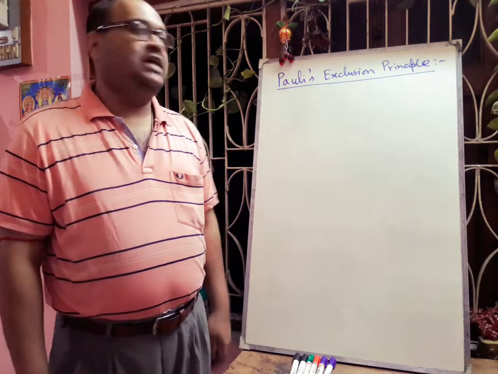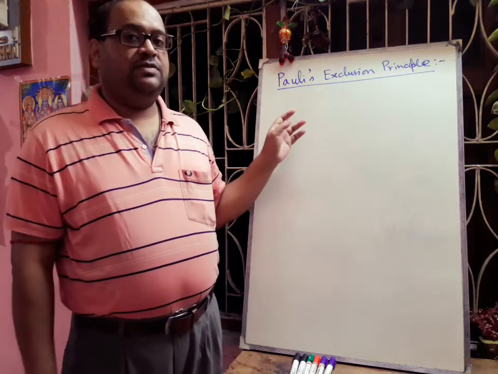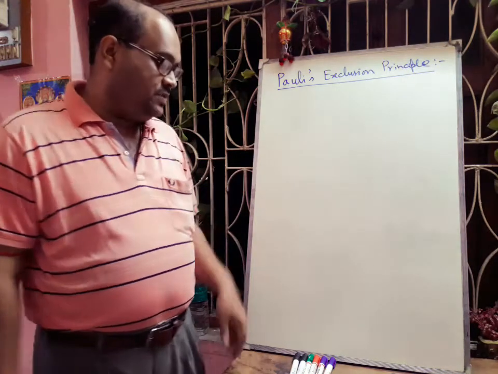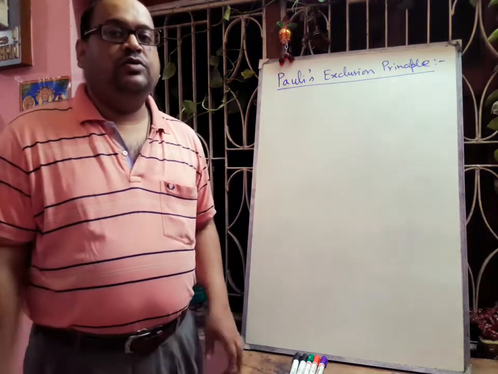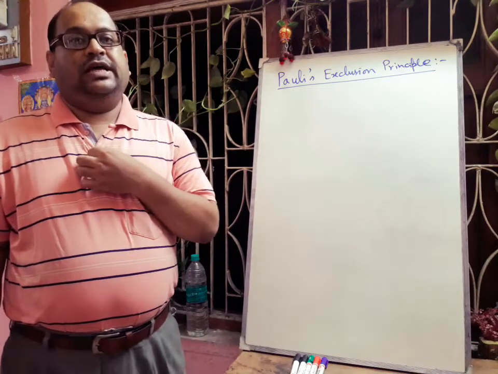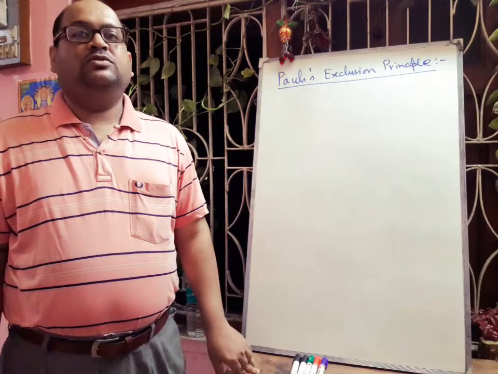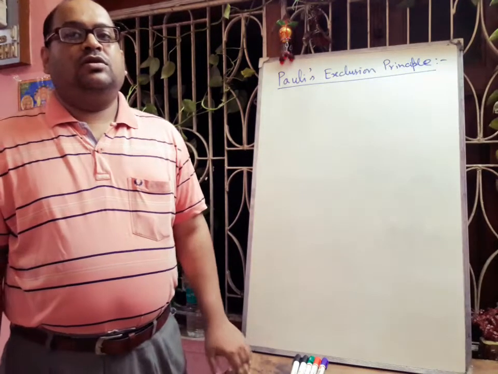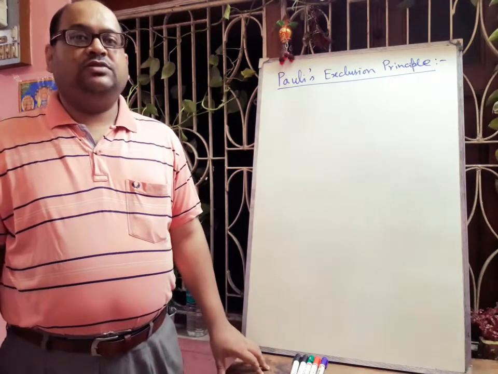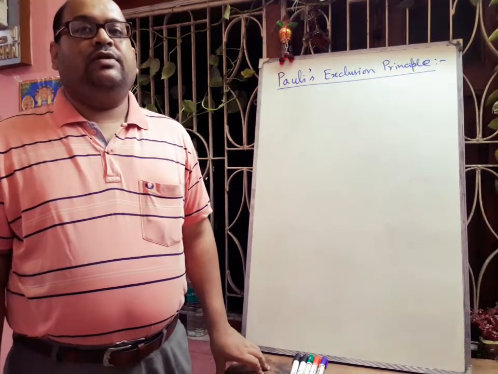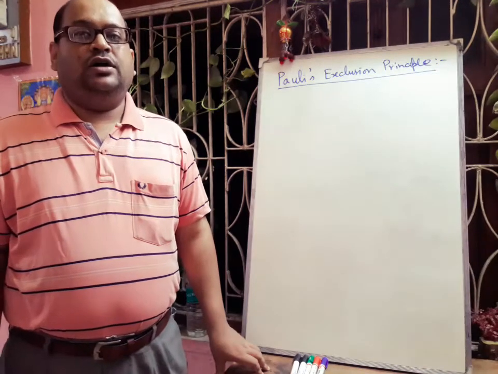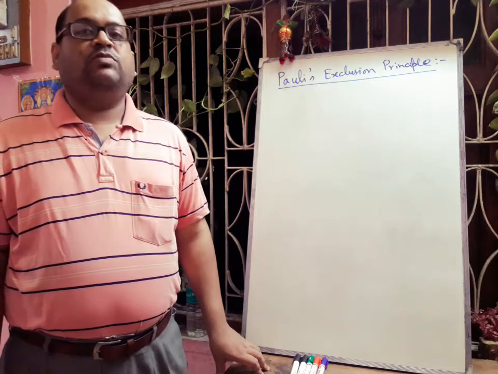Now today we will start with the different types of principles, that is the Pauli exclusion principle. According to this principle, no two electrons in an orbital of an atom can have the same values of all four quantum numbers. So we can say according to this Pauli exclusion principle, an orbital can have maximum 2 electrons, and these 2 electrons must have opposite spin.